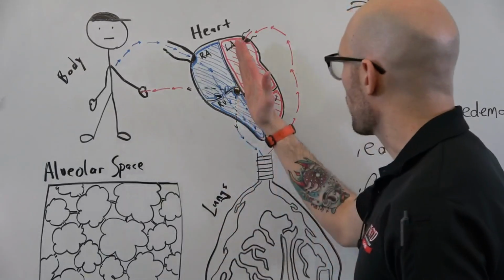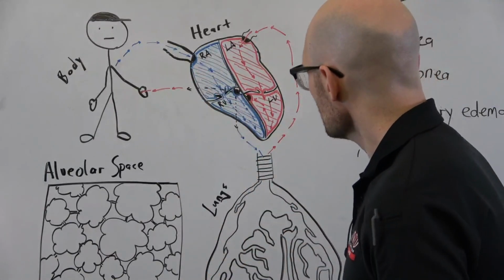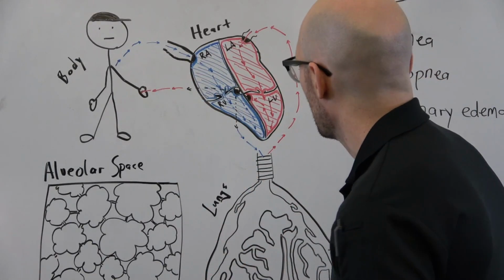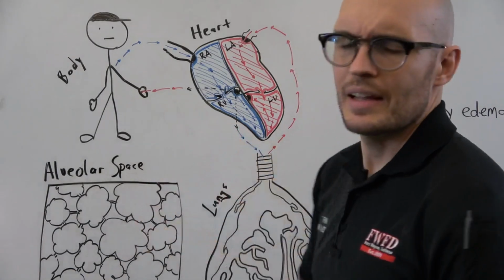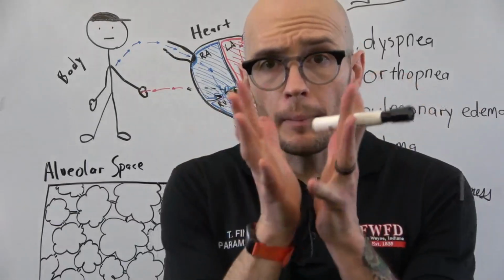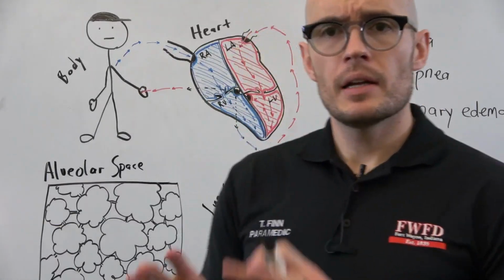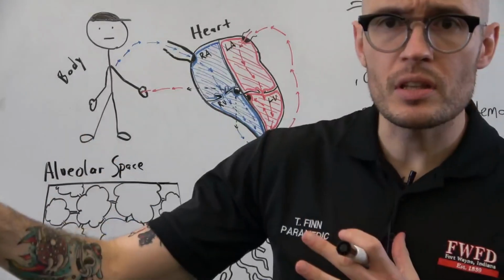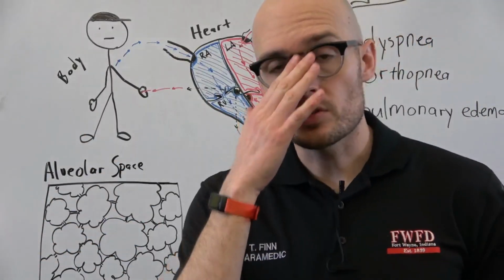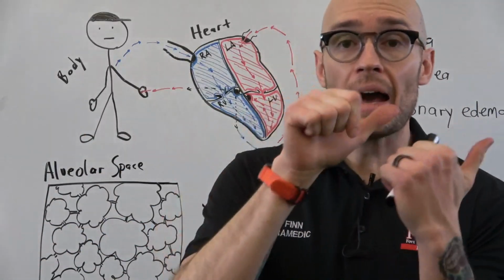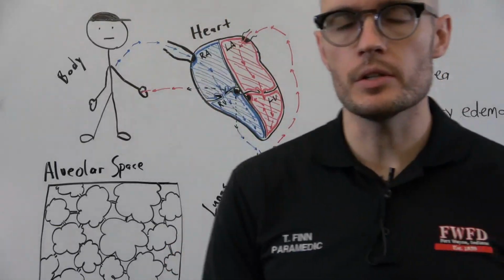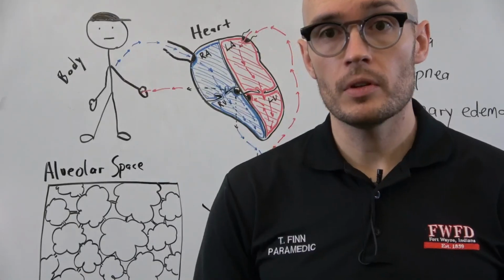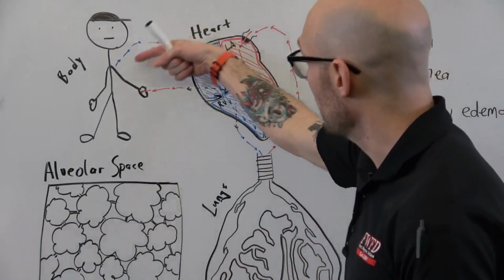When we have right-sided heart failure, that means that I have a pump problem, particularly at this right ventricle. It is not able to pump that deoxygenated blood via the pulmonary arteries into the lungs. And so, as a result, it is going to go back. It's going to go backwards. It's going to backstep the path of least resistance, which is where it came from, which is the body.